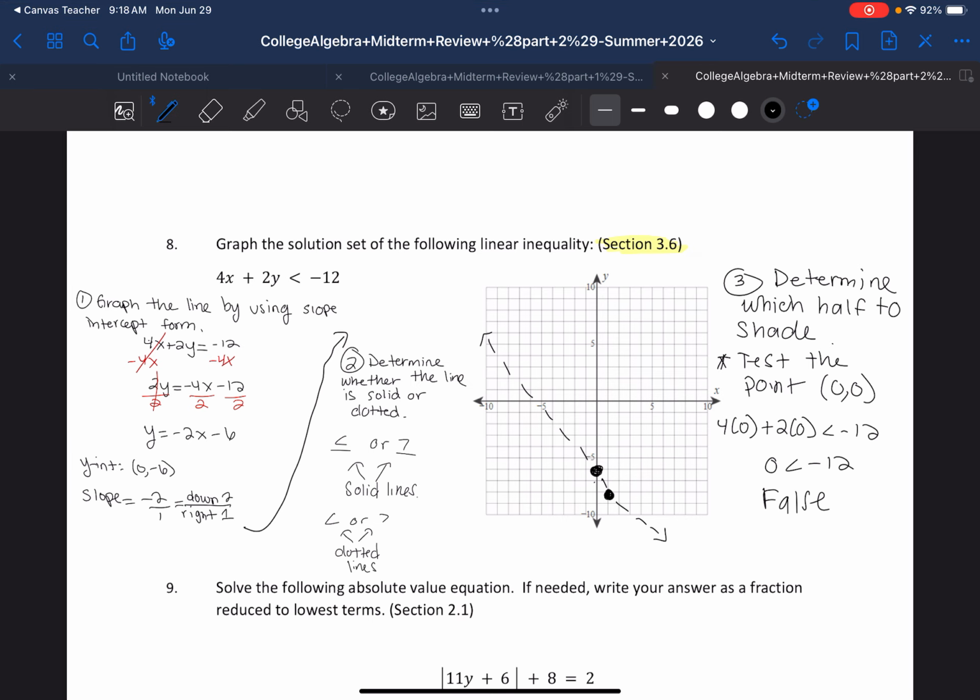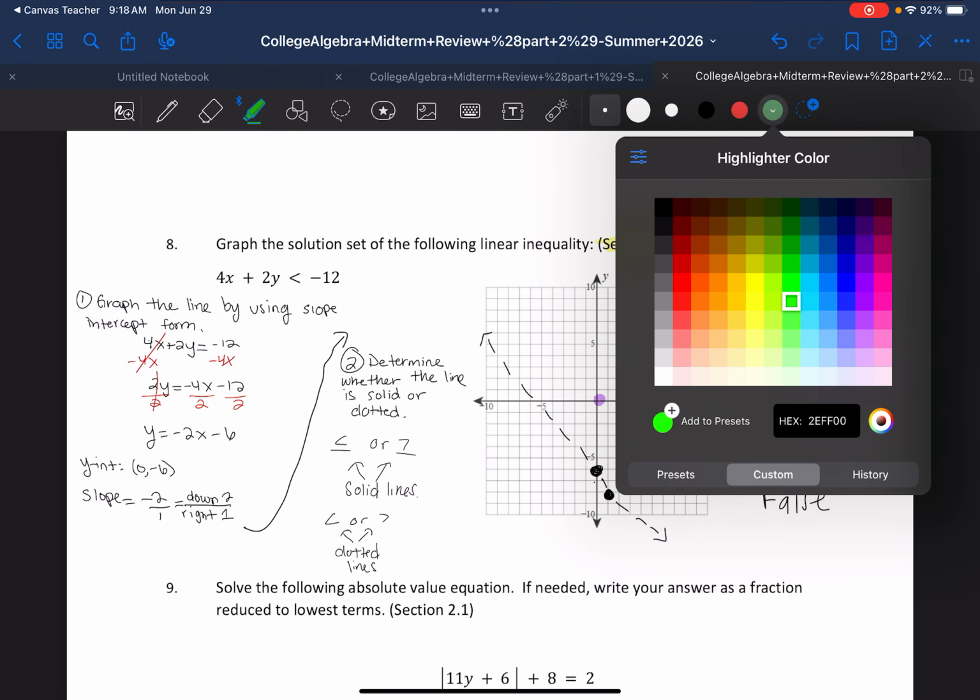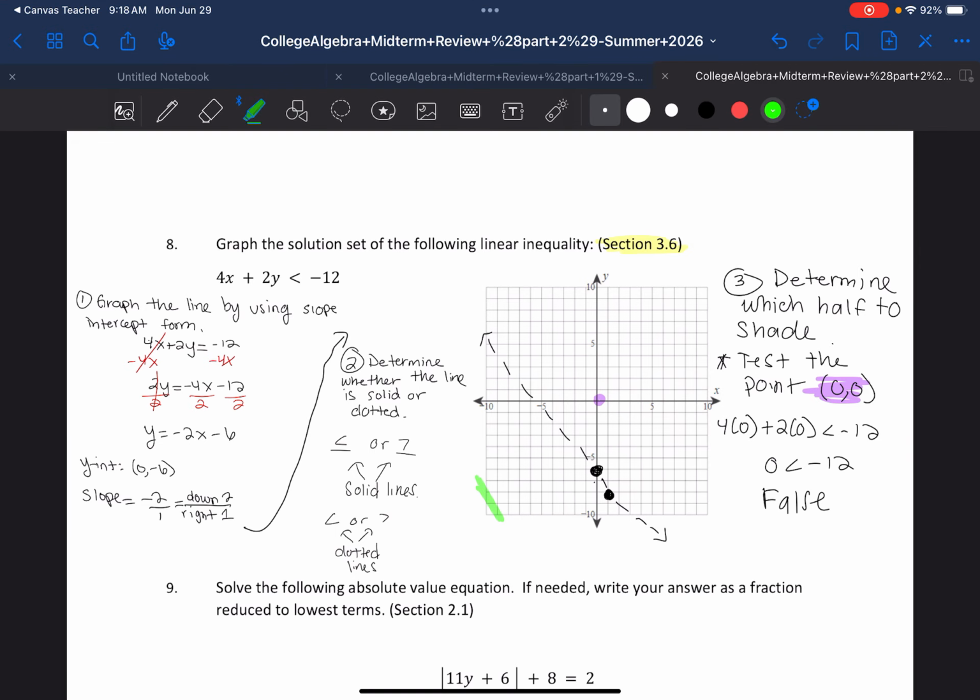So because I chose this point here, and it was false, I'm not going to shade that side. I need to shade the other side. And so I would shade this side right here, and that would be my final answer.